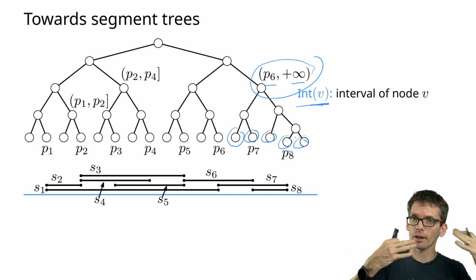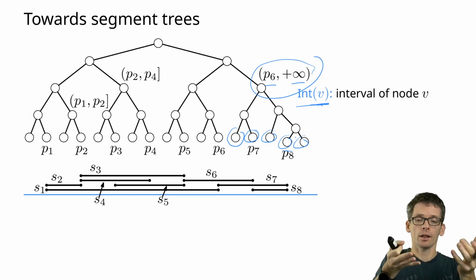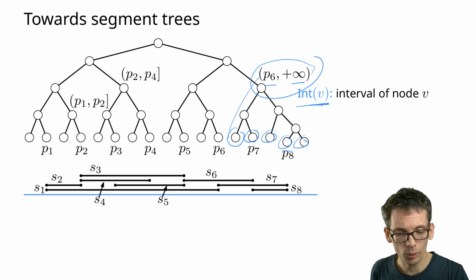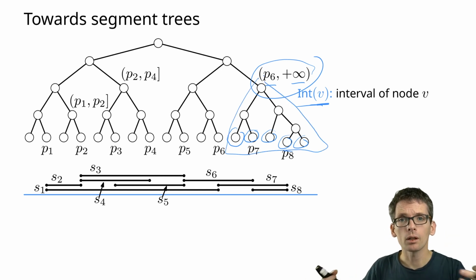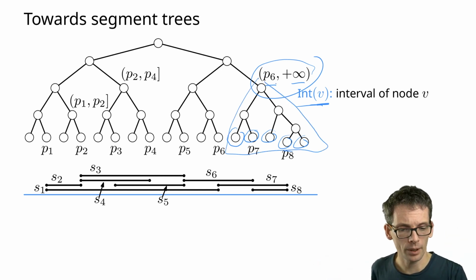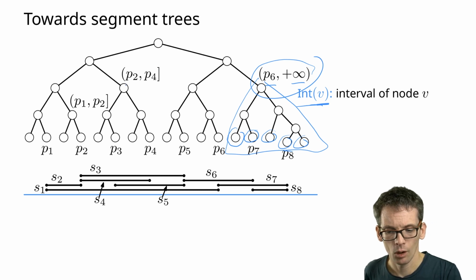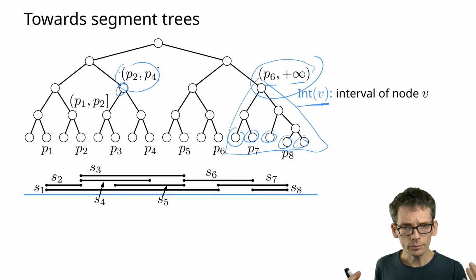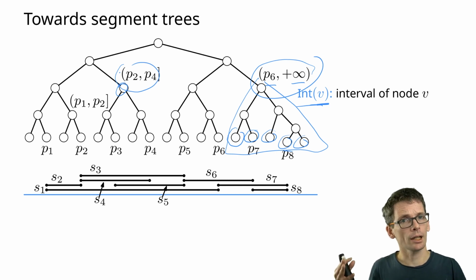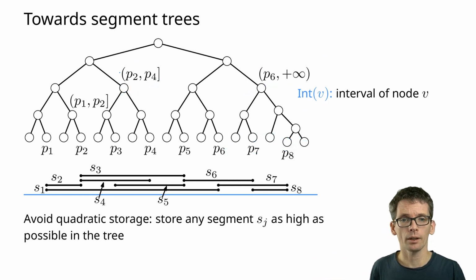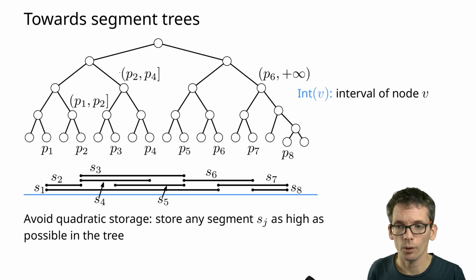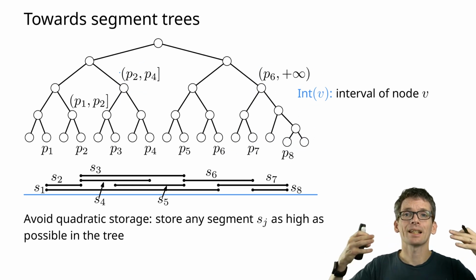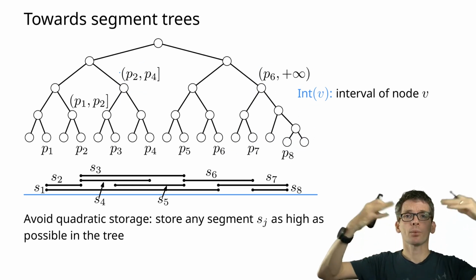So at the leaves, we have the elementary intervals, and then if I look at the leaves of the subtree here, take the union of those elementary intervals, I would get P6 to infinity. Or for this node here, I would get P2 to P4, and so on. And now the very simple idea is the following. We want to avoid quadratic storage, and we do so by storing segments as high up as possible.